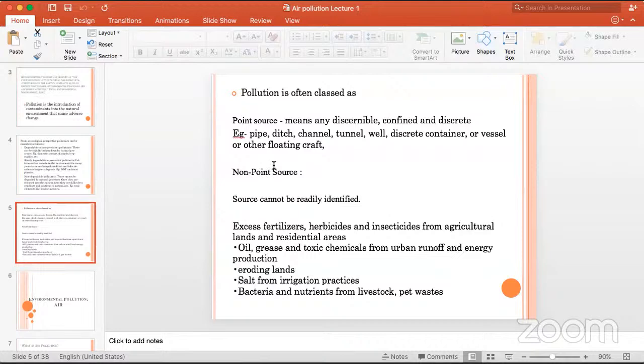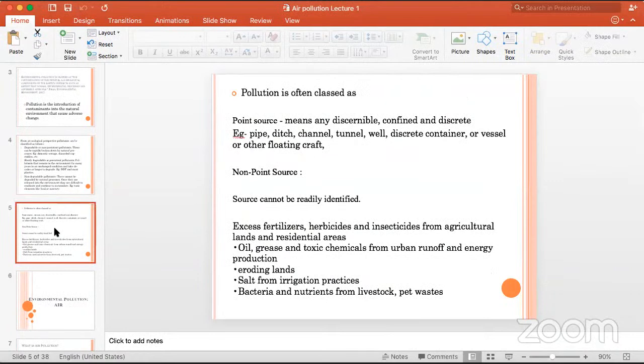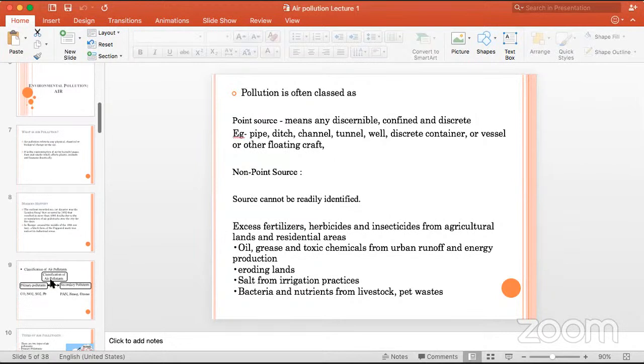Okay, so up till now we have seen pollution or pollutants can be degradable, slowly degradable, or non-degradable. Or we can also classify them as point source or non-point source. Is that clear? Very simple. This is for all the types of pollution. So air, water, noise, soil, all of these have these two types. Now let's move on to the first type that we have in our syllabus, which is air pollution.